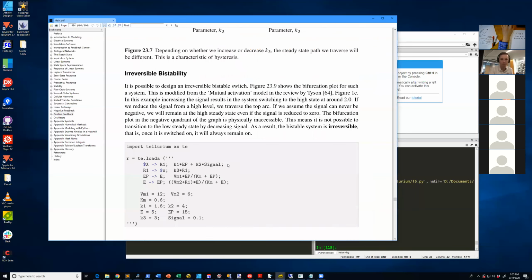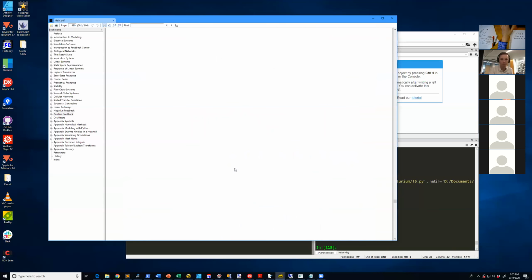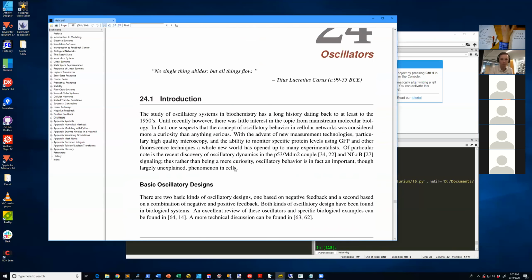And then we have the irreversible bistability. Okay, so the last thing I want to do is just one more bit on oscillators. Last week and the week before, we talked about one kind of oscillator, which was this negative feedback oscillator.